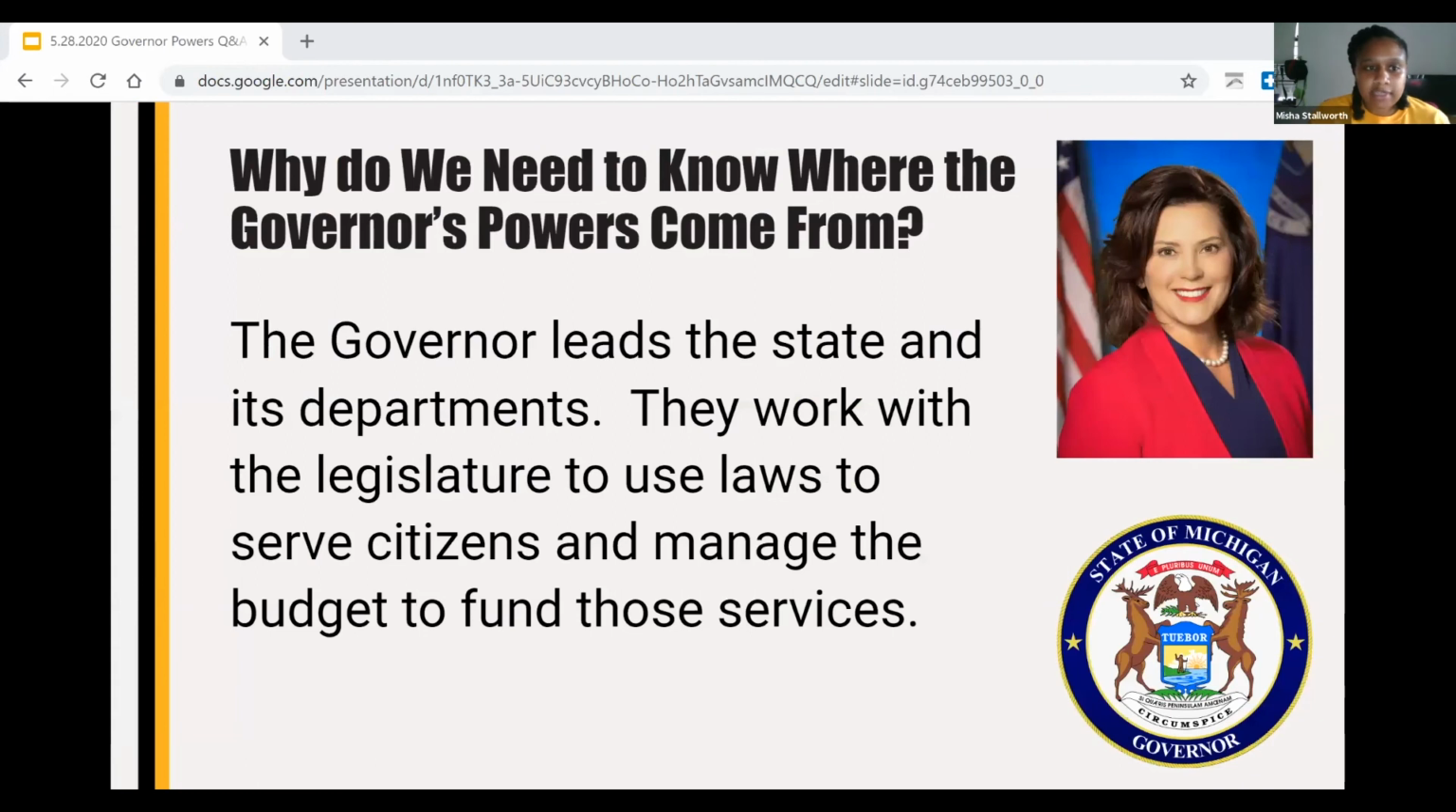So why do we need to know where the governor's powers come from? The governor leads the state and its departments. He, she, they work with the legislature to use laws to serve citizens and manage the budget to fund those services. So how those powers are implemented is very important in our everyday lives. Our legislature is writing laws and developing budgets, but how it actually gets put into practice is through this executive office and the departments that are underneath it.